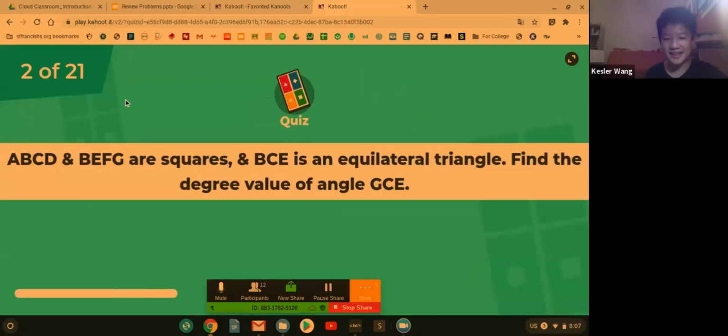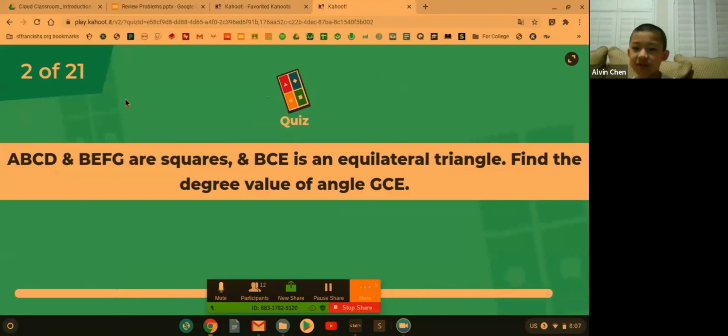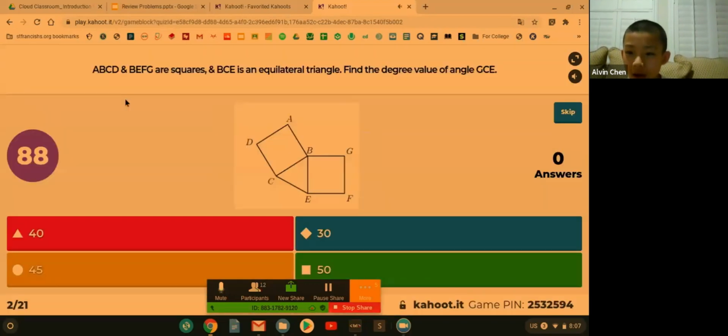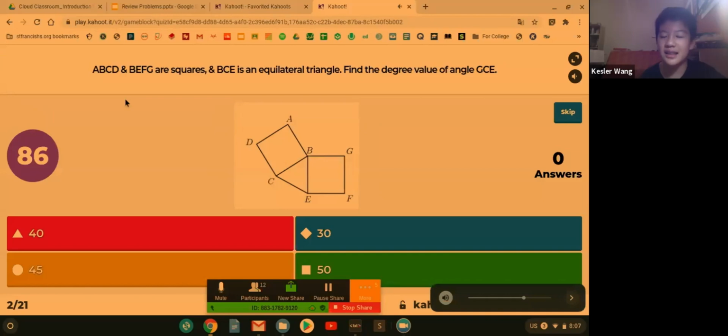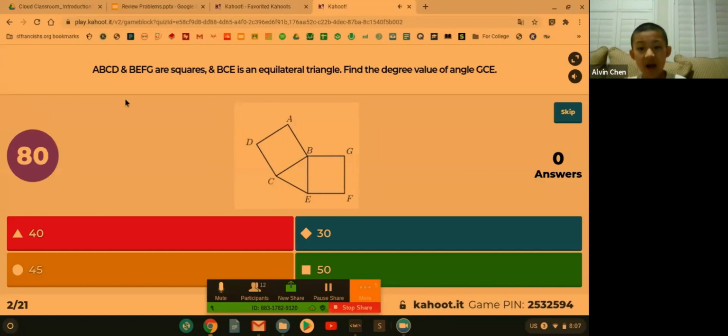Who's anonymous? How do I know? Find the degree value of angle GCE, where it's an equilateral triangle. GCE. How do I know?